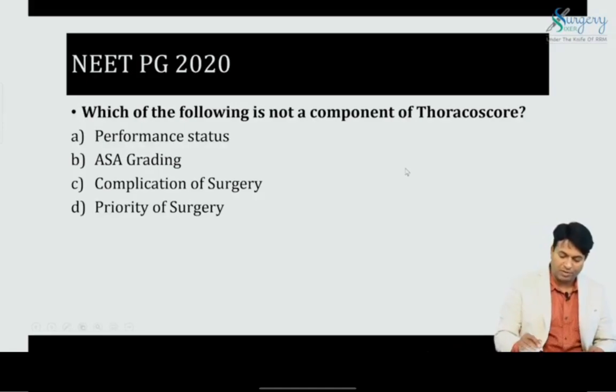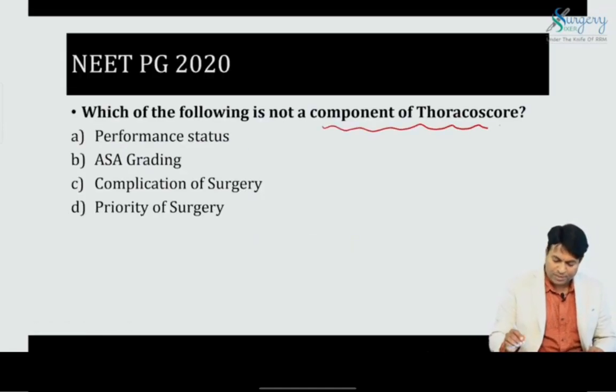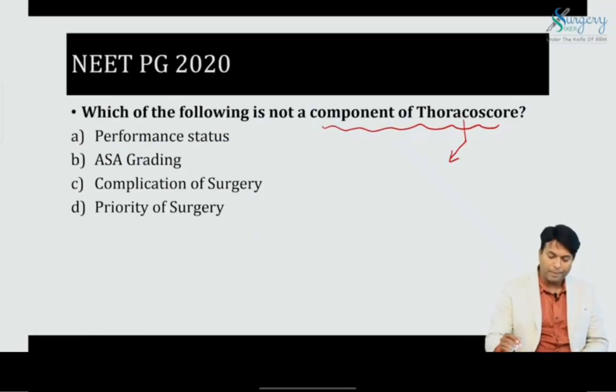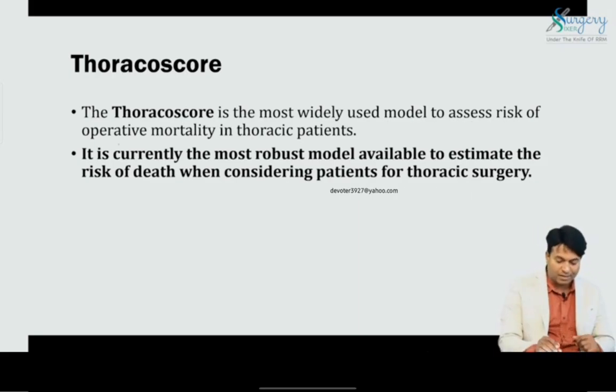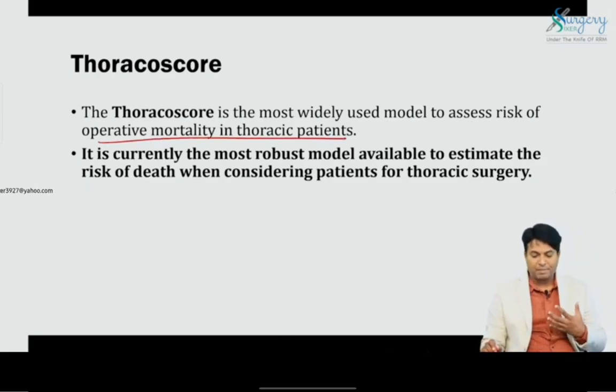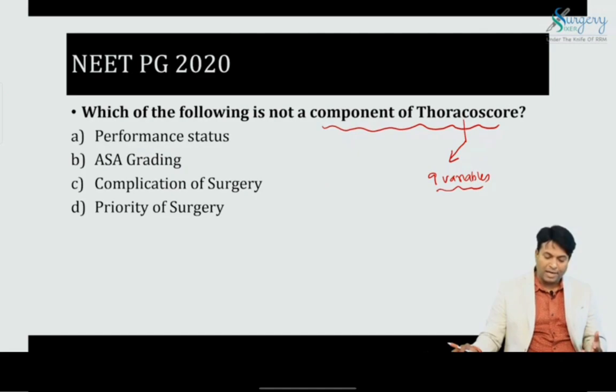This is a NEET PG 2020 question. Which of the following is not a component of the Thoracoscore? The Thoracoscore is a score given in Bailey and Love based on 9 variables to predict the morbidity after surgery. It is the most widely used model to assess the risk of operative mortality in thoracic patients. So in thoracic surgery patients, to assess the risk of death, we use a score known as the Thoracoscore. It is based on 9 variables.